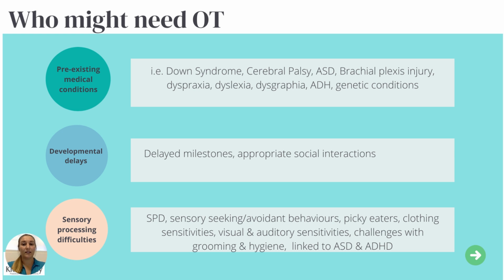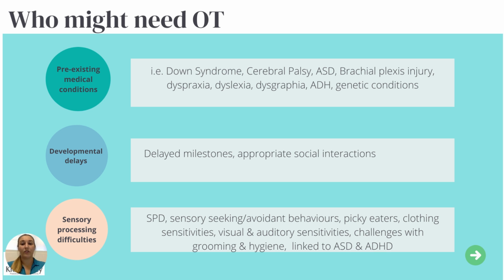Now we can discuss who might need OT, which different difficulties do children have who might need OT. The first category is pre-existing medical conditions that could include genetic conditions, Down syndrome, cerebral palsy, autism spectrum disorder, and also learning disabilities such as dyspraxia, dyslexia, dysgraphia, or ADHD.